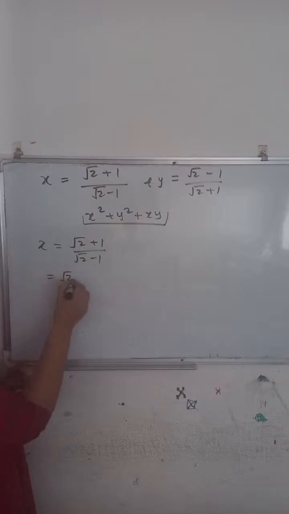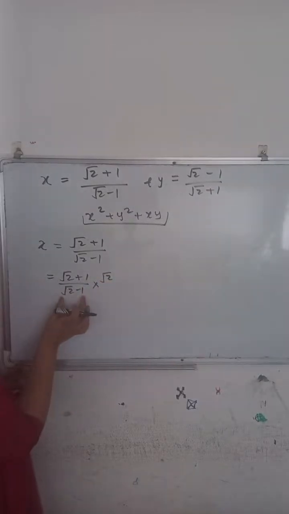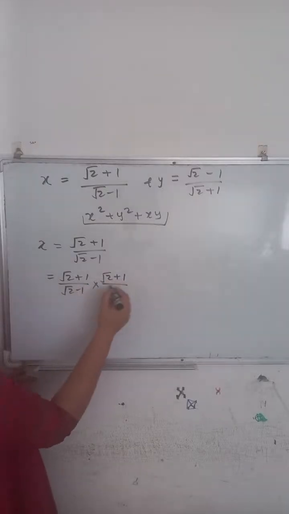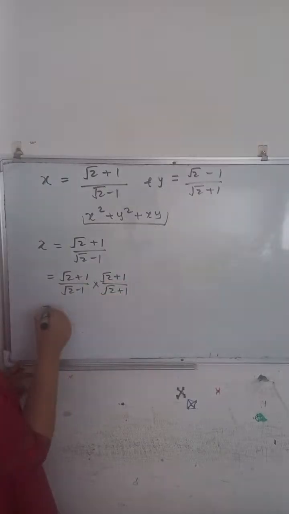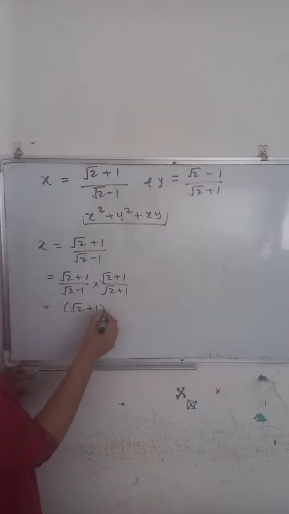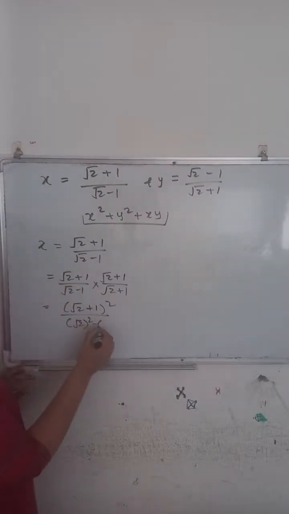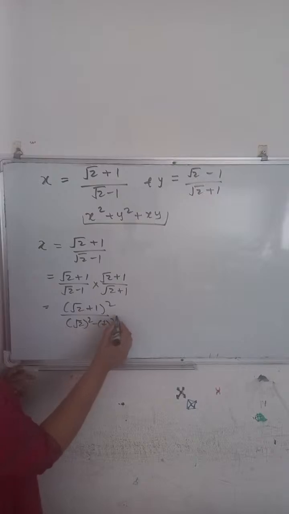Okay. So root 2 plus 1 upon root 2 minus 1 into, we are multiplying with the denominator but with the opposite sign, so root 2 plus 1. So the same things are multiplied. The bracket square will come: root 2 plus 1 whole bracket square upon a square minus b square, because a minus b, a plus b. So root 2 square minus 1 square.